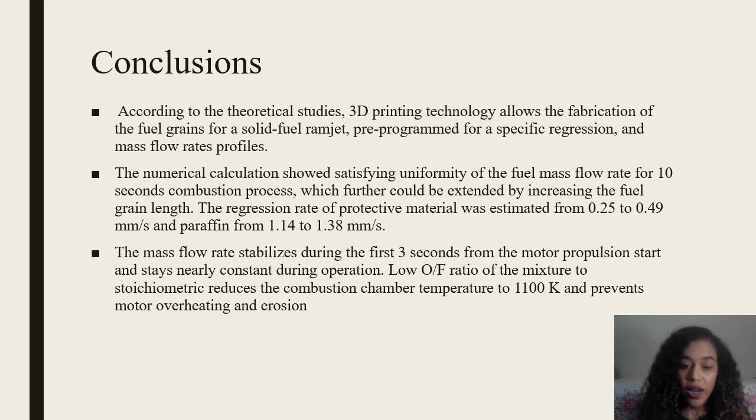The regression rate of protective material was estimated from 0.25 to 0.49 millimeters per second and paraffin from 1.14 to 1.38 millimeters per second. The mass flow rate stabilized during the first 3 seconds from the motor propulsion start and stays nearly constant during operation. Low OF ratio of the mixture to stoichiometric reduced the combustion chamber temperature to 1100 Kelvin and prevents motor overheating and erosion.